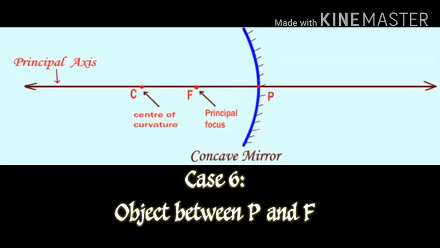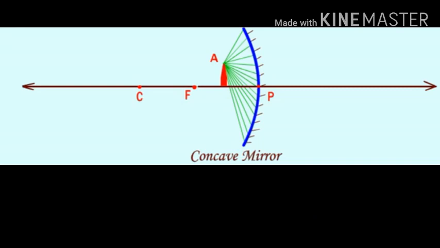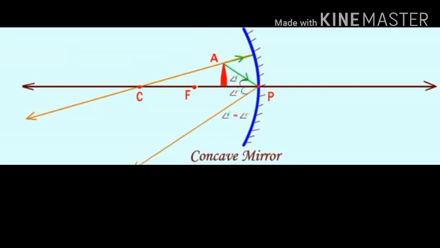The last and the sixth case, object between F and P of a concave mirror. That is, the object is placed between the focus and pole of the mirror, very close to that mirror. Considering that object, from the top point we can consider two light rays. One is passing through the center of curvature, which bounces back through the same path after reflection, and another one strikes at the pole of the concave mirror. Then the light ray which is incident at the pole reflects back by making equal angle with the principal axis.